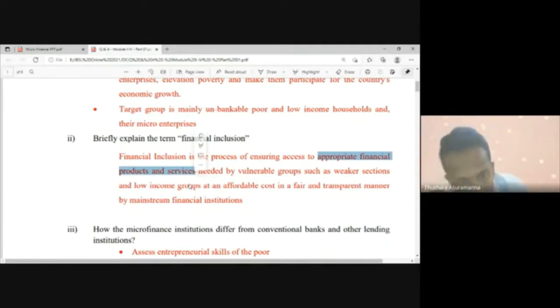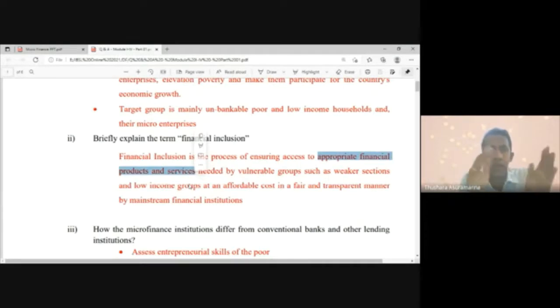Appropriate financial products and services, one. Number 2, under the financial inclusion, what we offer. What question is there? Financial products and services. Like microfinancing also the same, no? One. Then to whom?